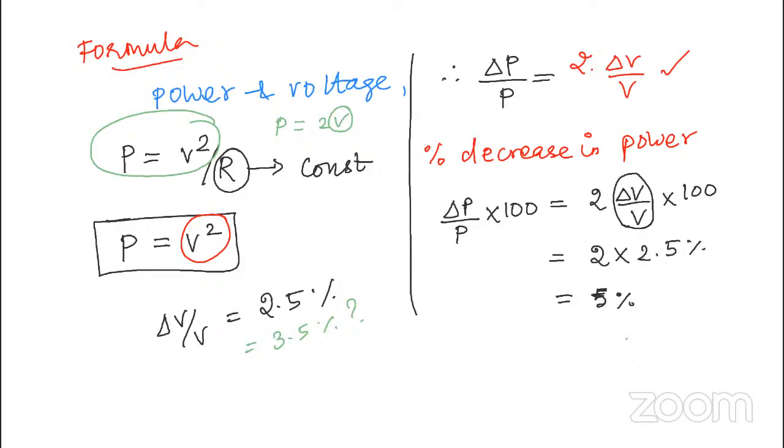How did you calculate it? Here we have given the simple formula: delta P by P is equal to 2 into delta V by V. Substitute 3.5 in place of V. That's all. So 7%, the power is going to decrease. Okay. So whatever percentage is given, we have to work it out. Suppose they give 0.1%, we are ready to do it. Now it is clear, ma?